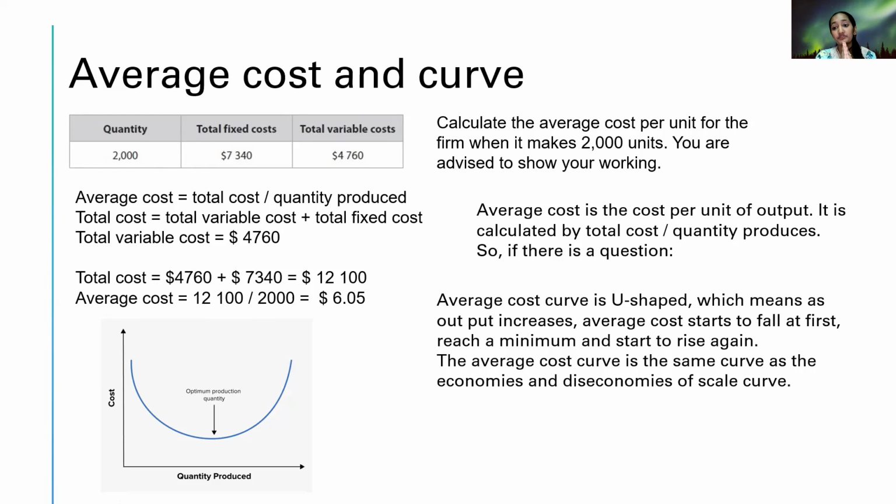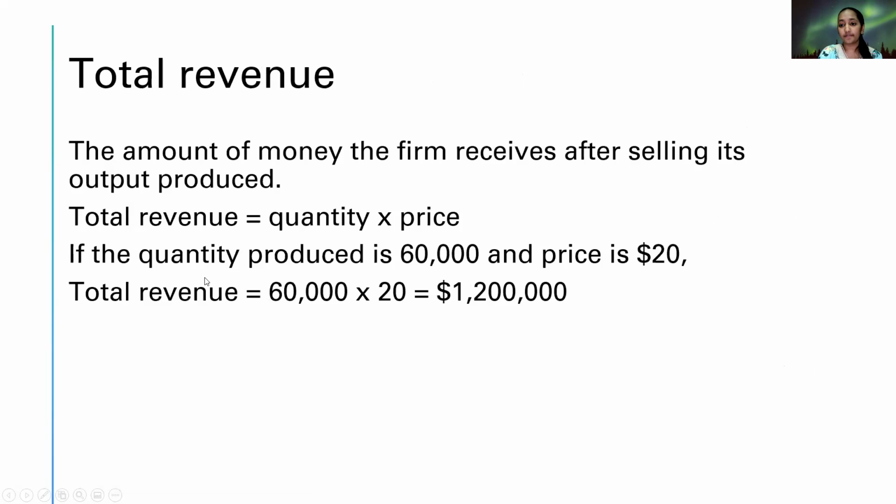This calculation can be represented on a graph as well. The average cost curve is U-shaped, which means as output increases, average cost starts to fall at first, reach a minimum point, and then it starts to rise again. The average cost curve is the same as the curve in economies of scale and diseconomies of scale. So after they reach a particular point, their costs will increase again. So it will rise. So as you can see, it is a U-shaped curve. So after this particular point, it started to make its curve upwards again. This is the average cost and its curve.